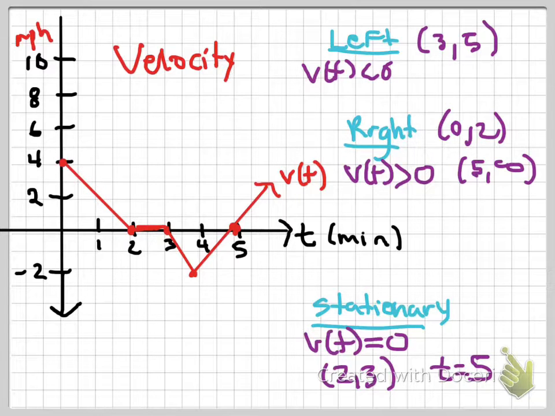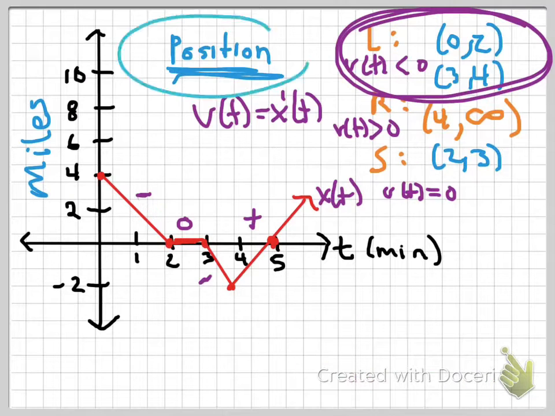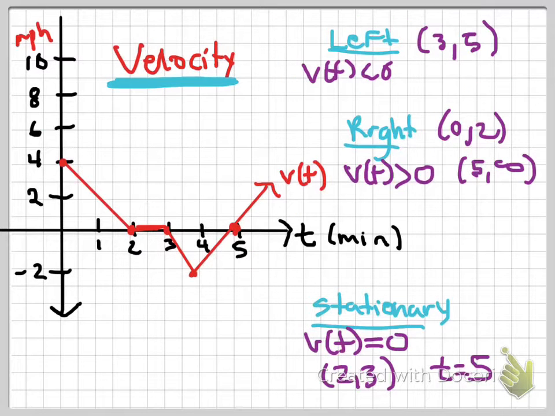So I guess the message in this video is when you look at a graph and you're answering these left-right stationary problems, you need to pay very close attention to what type of graph it is. Is it a velocity graph or is it a position graph? Because that changes the way you answer your question.